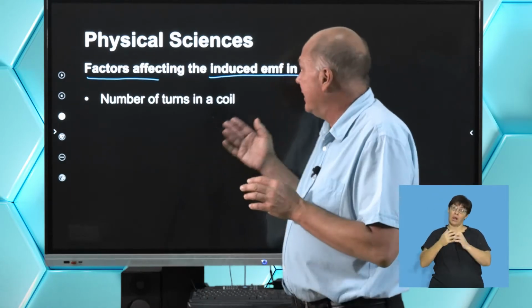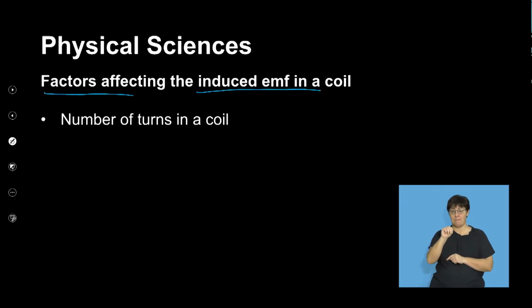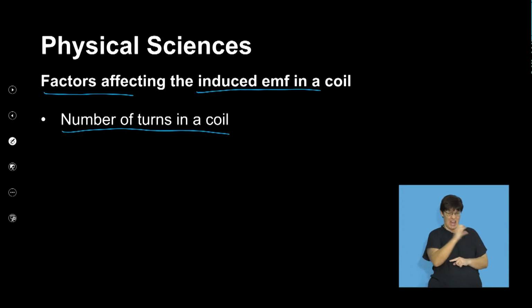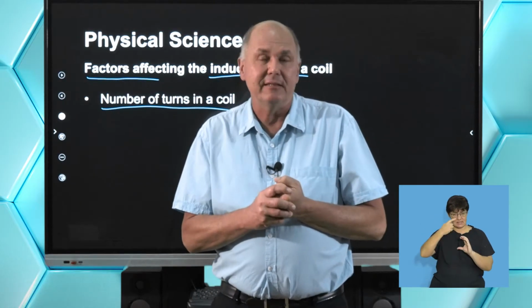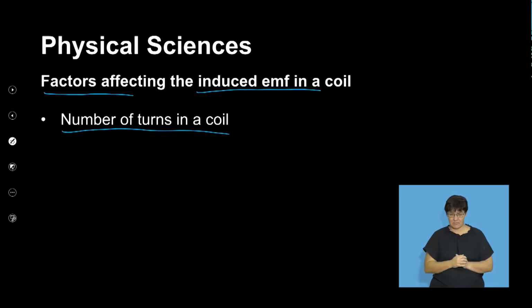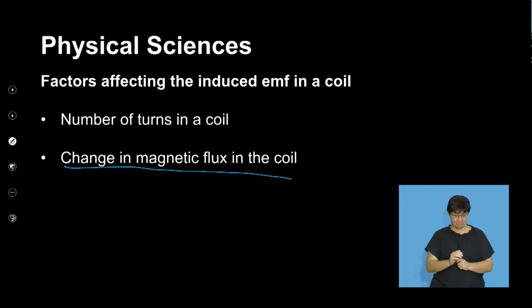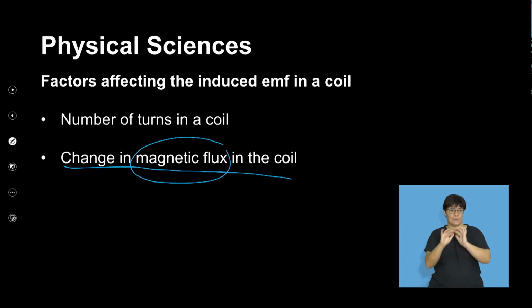We recognize that the induced EMF is going to be bigger if you've got a bigger number of turns in the coil. You've just seen that. But are there any other factors that we might consider? Now, for this next one, we're going to need to have another look at the simulation, and look at how the magnetic flux changes in the coil. So, the change of magnetic flux in the coil.